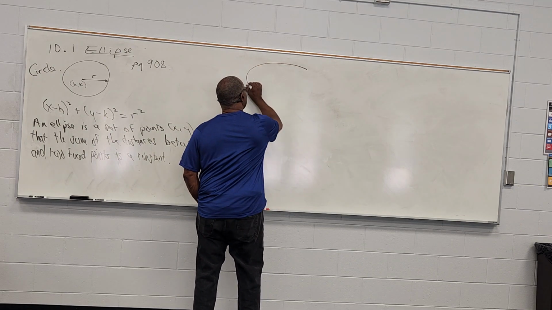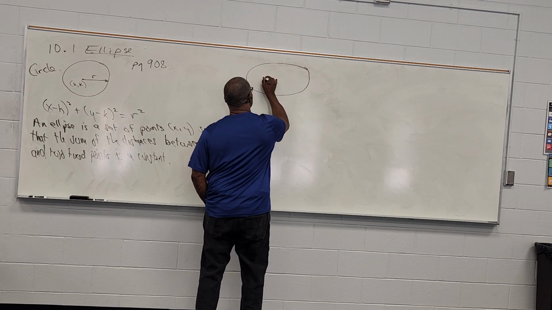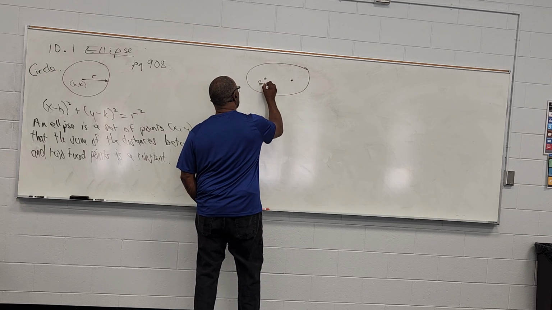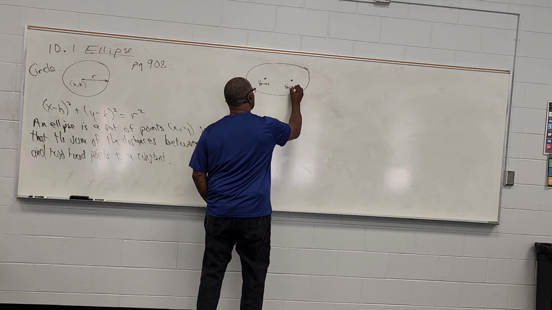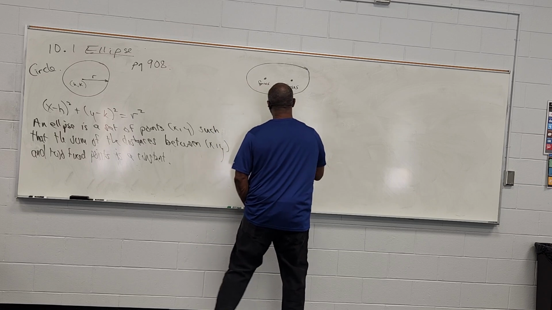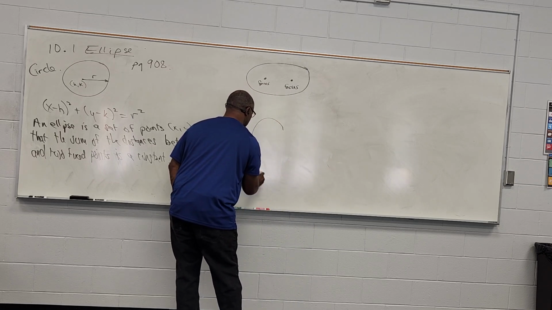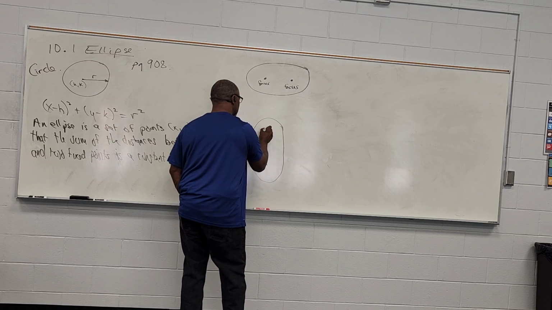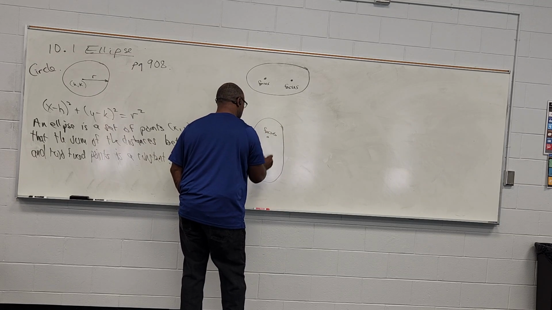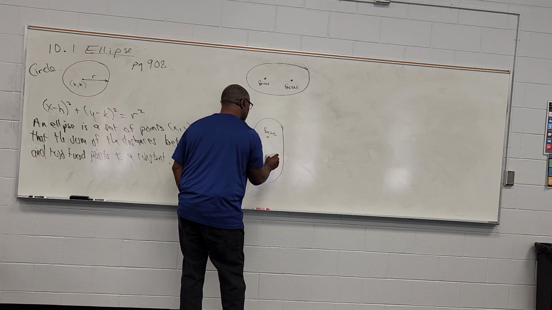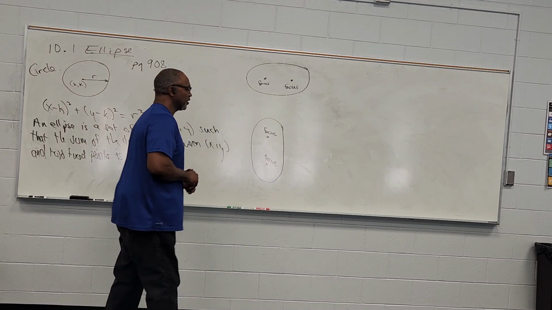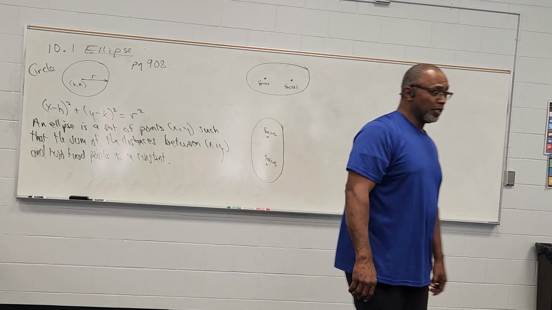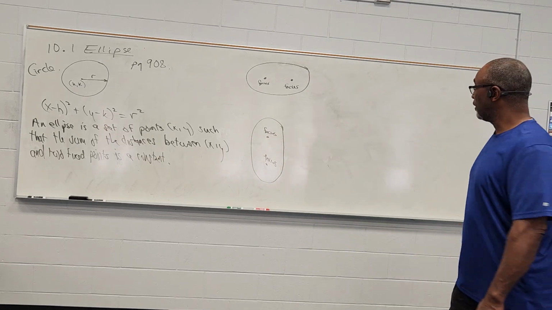So you might have an ellipse that looks like this. There's a focus. This is the focus. Or it could be oriented like this. There's a focus, and there's a focus. So an ellipse can have really any orientation, but we're going to talk about two different ellipses.